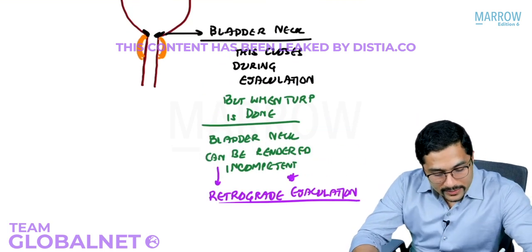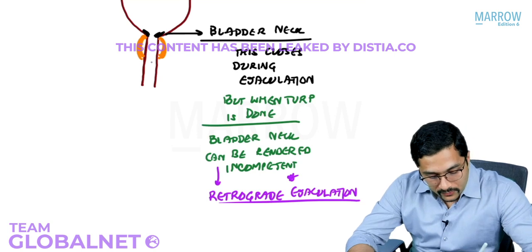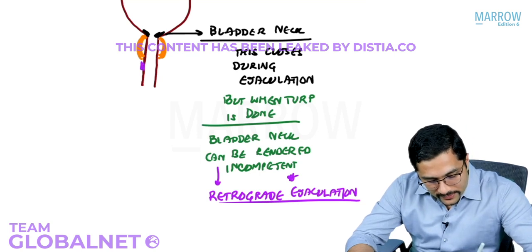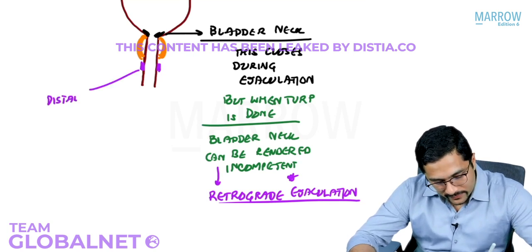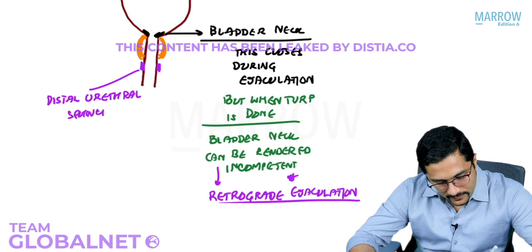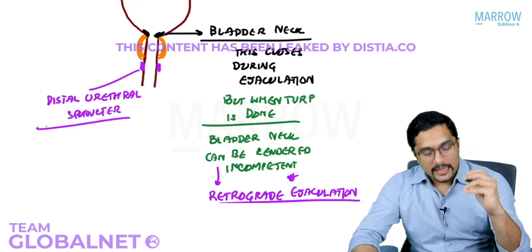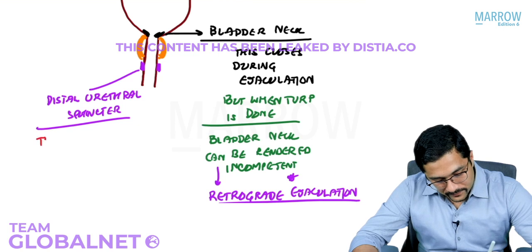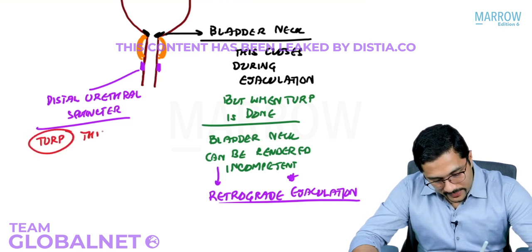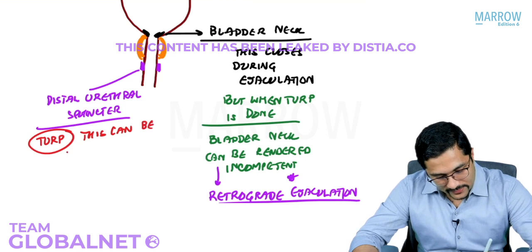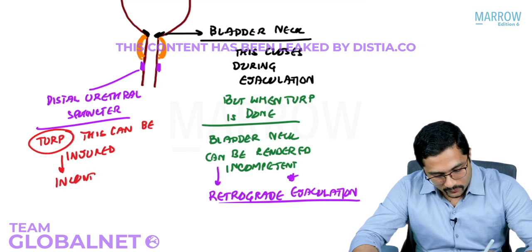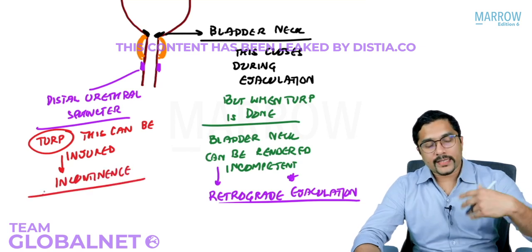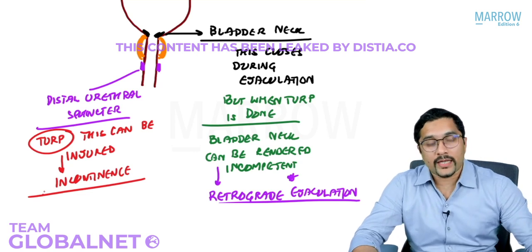Also, you need to know that the distal urethral sphincter is situated just distal to the prostatic urethra. And while doing TURP, this can be injured. And if this gets injured, what will that give rise to? Incontinence. The patient won't know about urine sensation, urine can just come out. So it will give rise to incontinence.